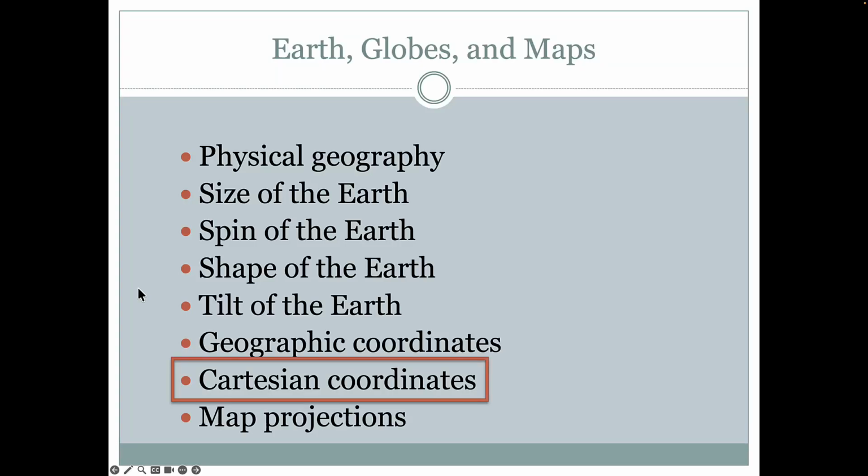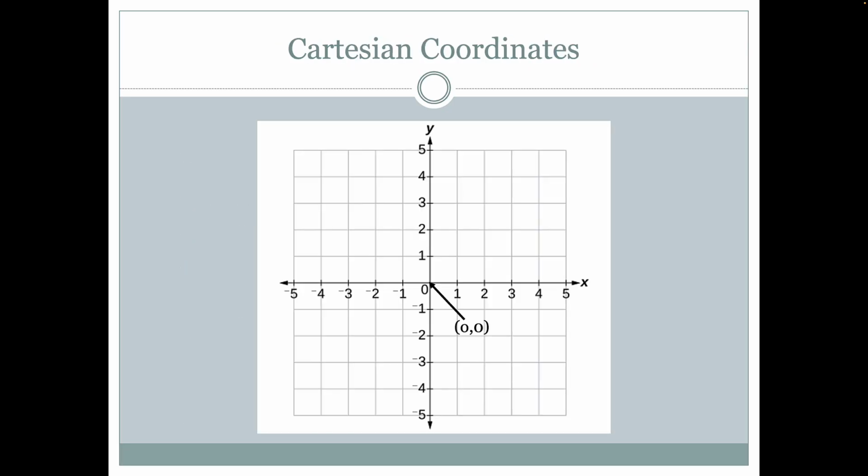So let's talk about Cartesian coordinates, which you might be familiar with from math, and why we can't directly use those to map with latitude and longitude. Cartesian coordinates are pretty simple, right? We have an x direction and a y direction in 2 dimensions. And then we have to have some sort of origin.